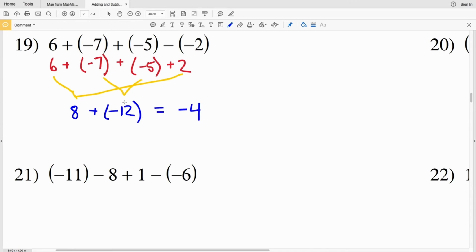Think about this problem like this. The absolute value of 12 is greater than the absolute value of 8. So you know that we're going to have a negative number.